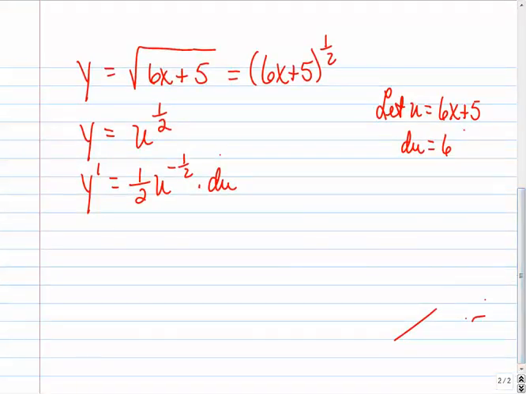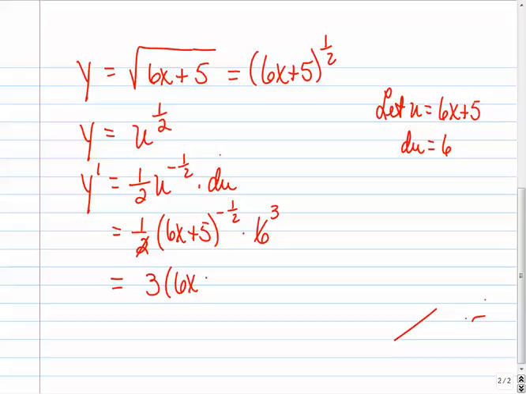So we want to substitute in for u and du. And this would be 1/2 times 6x plus 5 to the negative 1/2 power times du, which is 6. So you see, I've taken what I had over the side for u and du and substituted in here. Then I need to simplify. I'm multiplying 1/2 times 6. So you see the 2 goes into 2 once, into 6 3 times. So this is equal to 3 times 6x plus 5 to the negative 1/2 power.